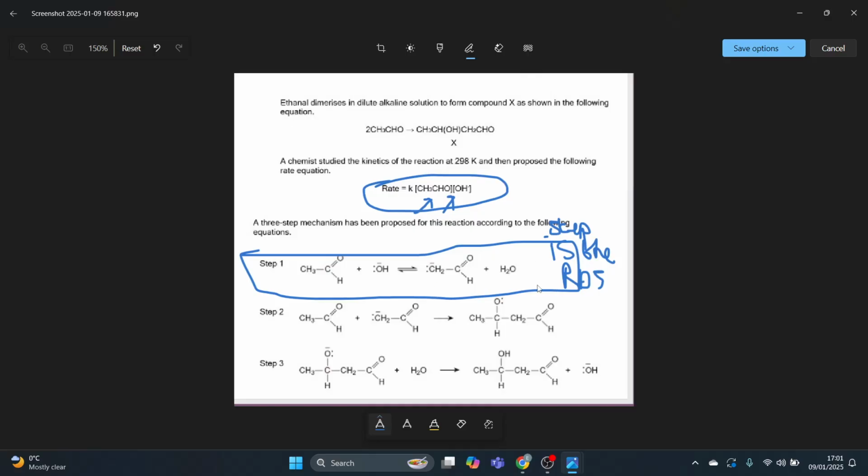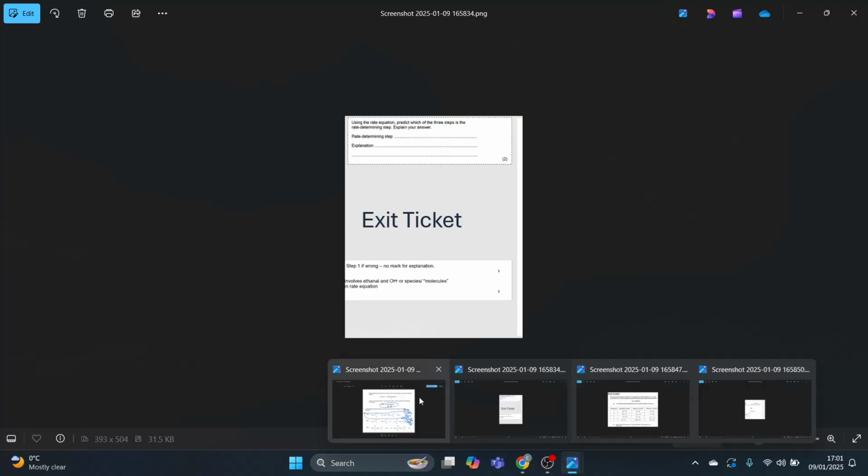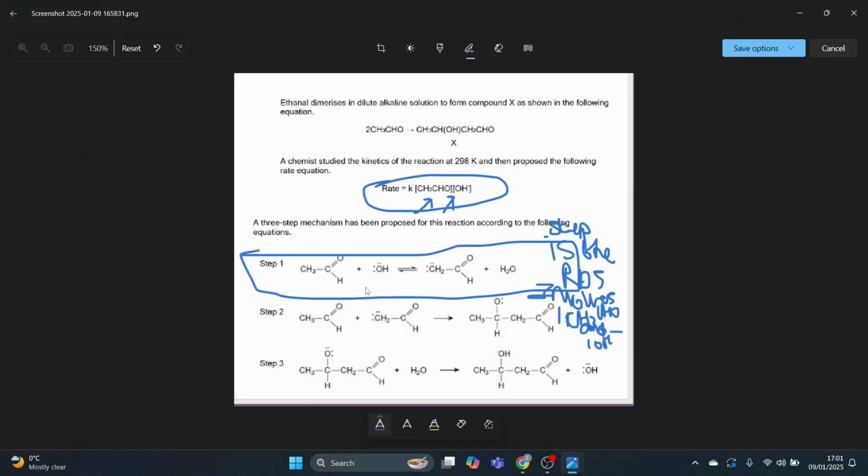Reason being, it involves 1 CH3CHO and 1 OH minus. Perfect. Step 1 involves ethanol and OH minus in the rate equation. Yeah, it should probably be a bit more wordy. Well, CH3CHO and OH minus in the rate equation. Might seem common sense, but you could potentially lose a mark for just not saying it in the rate equation.